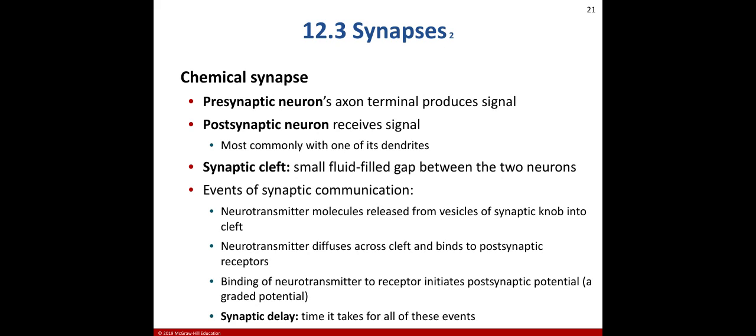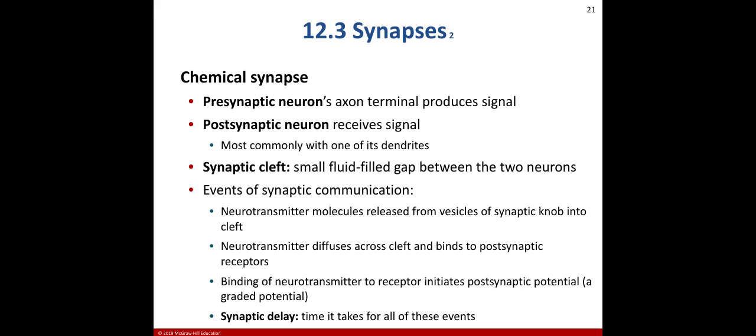The chemical synapses are much more common and they do have a delay. So we've got the presynaptic neurons. You've got this axon terminal that is going to produce a signal. Then you've got this postsynaptic neuron that will receive the signal. And this postsynaptic neuron is going to receive it at one of its dendrites. The little area that is in between those two neurons is called the synaptic cleft.